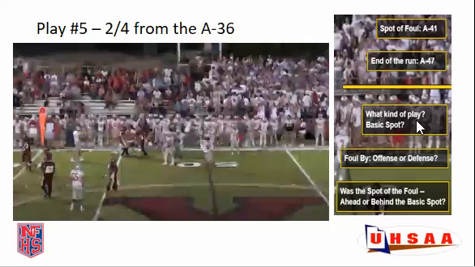Well, this foul occurs after the catch, so this is a running play. The basic spot is the end of the run. This is a foul by the offense behind the basic spot. The basic spot is the A47. The spot of the foul is the 41. We'll penalize 10 yards from the 41 yard line. This is, again, in that fourth quadrant. This is an example of the but one.